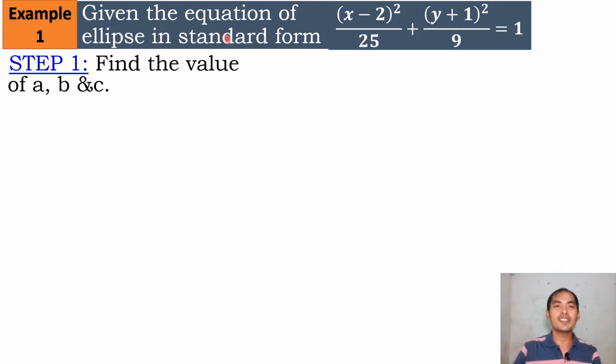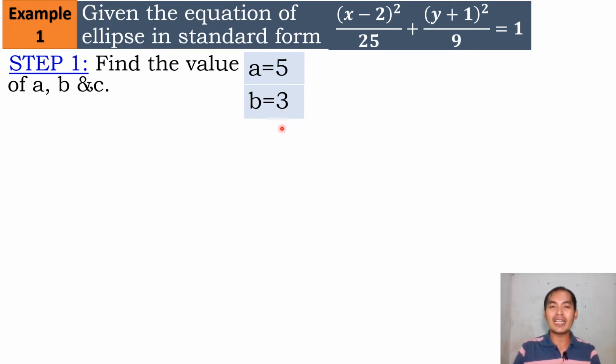Let's proceed to our first example. Given the equation of an ellipse in standard form, which is the square of x minus 2 over 25 plus the square of y plus 1 over 9 is equal to 1. Our first step here is to find the value of a, b, and c. So how to find for the value? Whatever the bigger denominator, when you get the square root, that's the value of a. So square root of 25 is 5, that's the value of a. And the smaller number or denominator, its square root is the value of b. So square root of 9 is 3, that's the value of b.